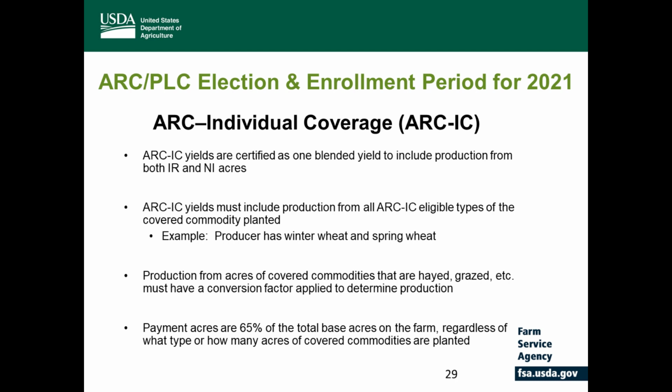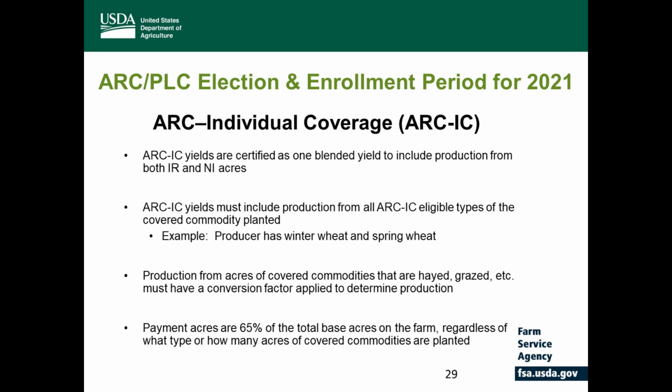ARC-IC yields don't take into consideration irrigated and non-irrigated acres. When you report ARC-IC yields, it's one blended yield at the farm level. ARC-IC yields need to include production from all ARC-IC eligible types of the covered commodity planted. So if you've planted winter wheat and spring wheat, you'll report one overall wheat yield.